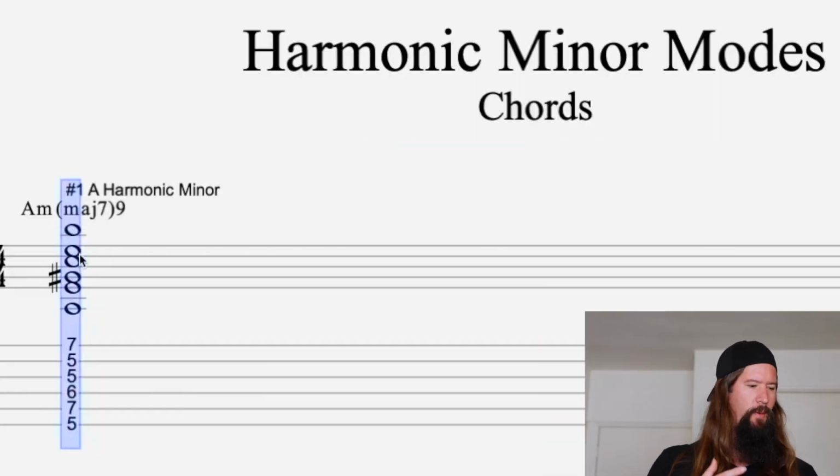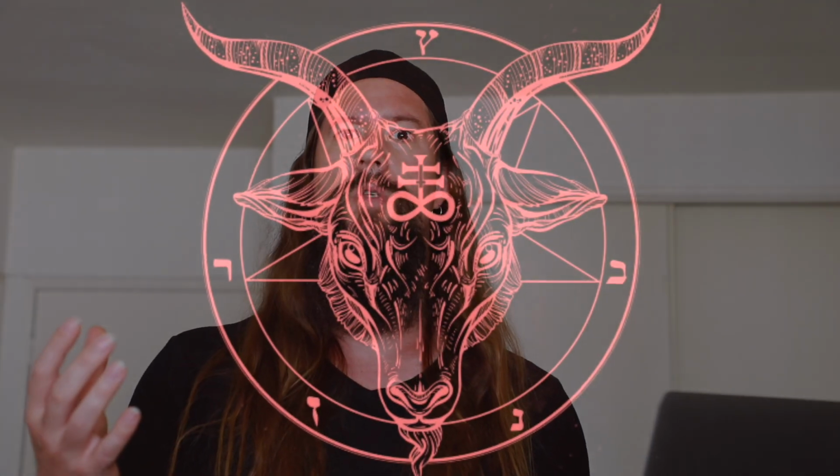Has a very James Bond spy sound. Perfect for creepy metal tones. Now, next up is the Locrian sharp 6 mode.